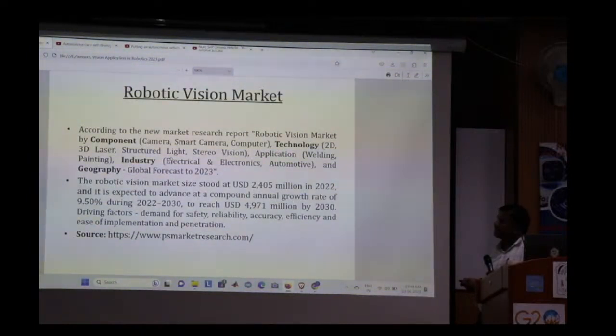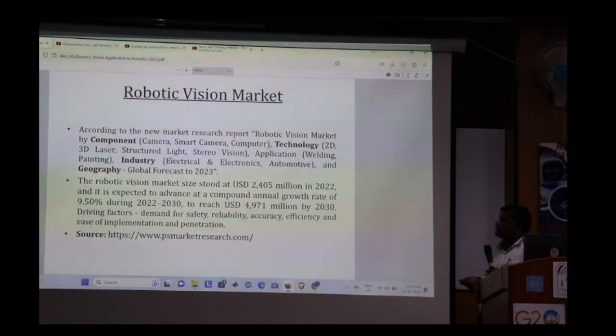Then industry: electrical, electronics, and the automotive industry. You know, the automotive industry is the driving force today, because it has a huge amount of investment. The automobile industry is investing a lot of money in the automation of vehicles. So we'll talk about that quickly. And then geography.